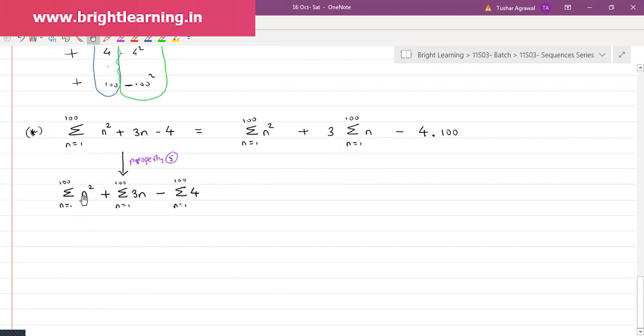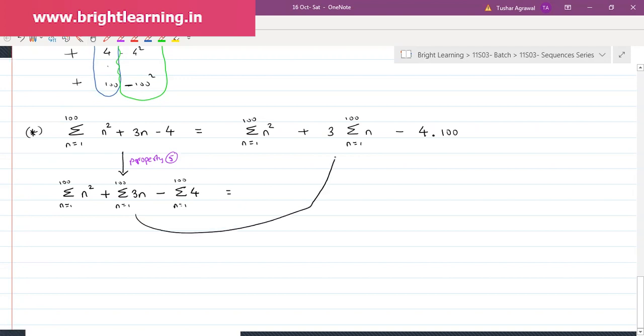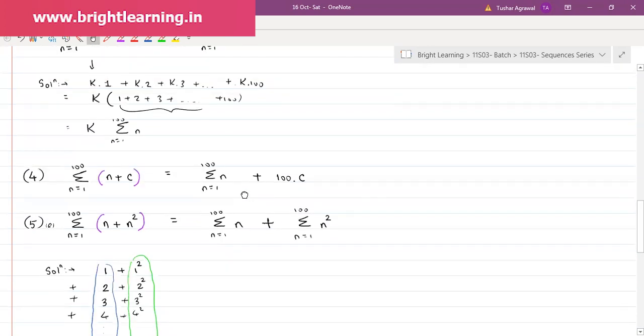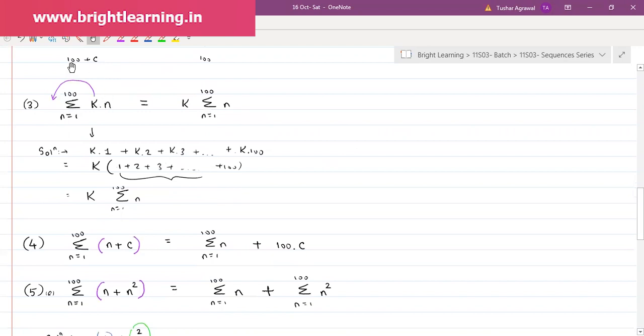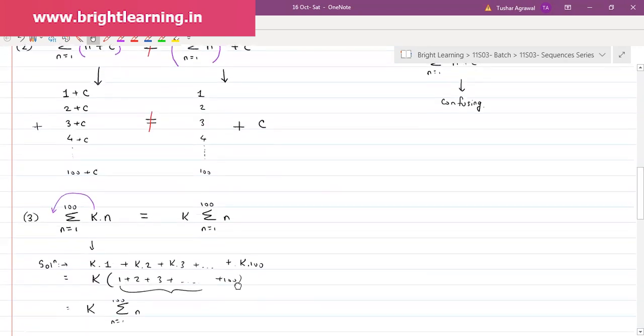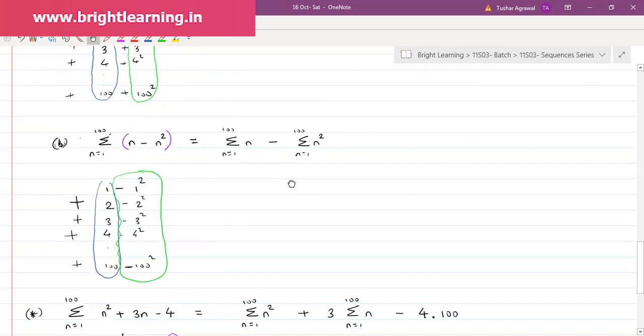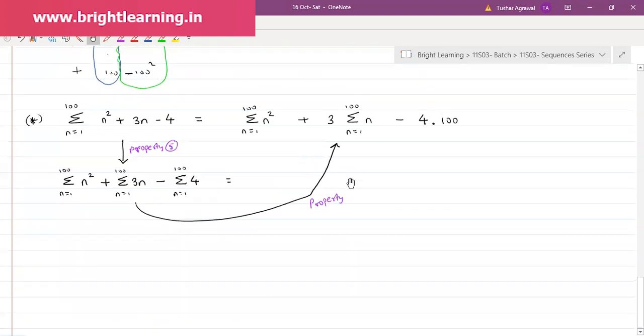And this summation of n square, n equal to 1 to 100, I have written as it is. Now this summation of 3n, I am writing it as 3 times summation of n. What property number have we written it as? Yes, property number 3. This k can be taken outside as constant. Okay, this is property number 3.